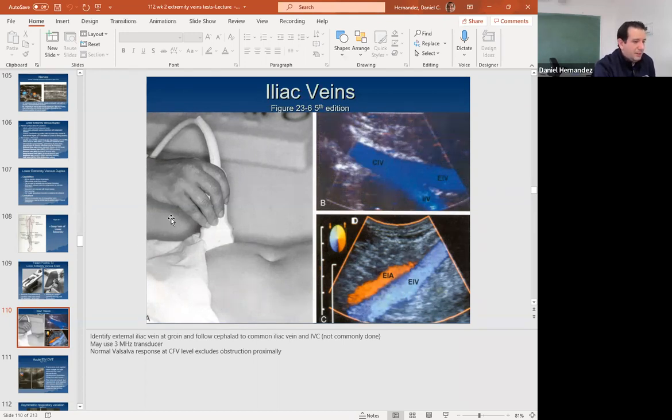So again, imaging of these more proximal vessels is not commonly done in our venous duplex exam for the lower extremities.